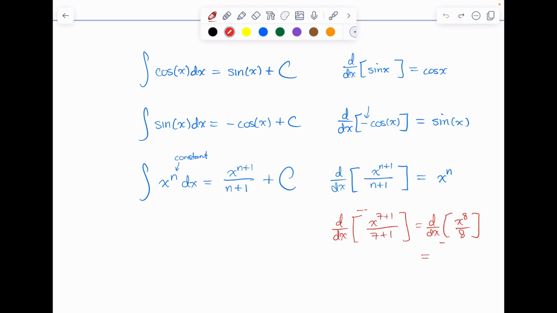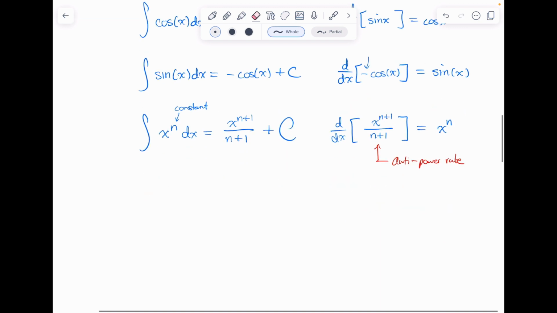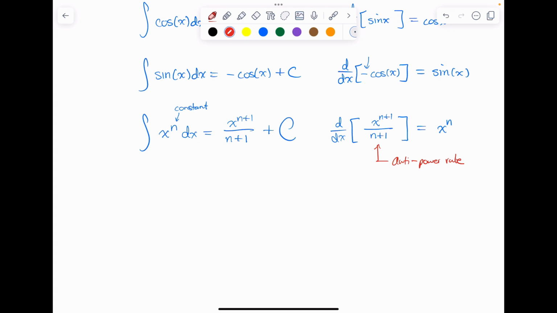One way we could think of this is almost like the anti-power rule. Remember, the power rule had us multiply by the power. Here we're dividing by the new power. And instead of subtracting 1 off the power, we're adding 1 to it. So it's doing the opposite of what we normally do with the power rule. It's doing everything in reverse. All right, cool. So that's an interesting example.